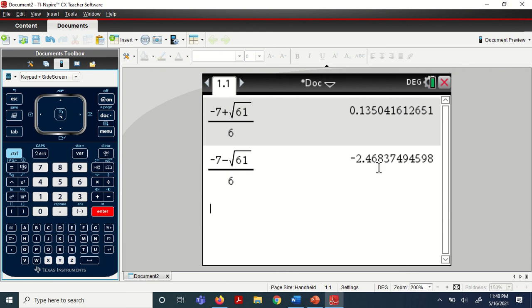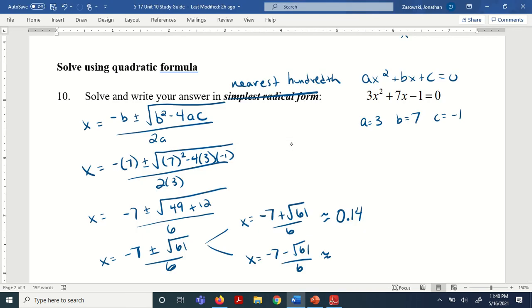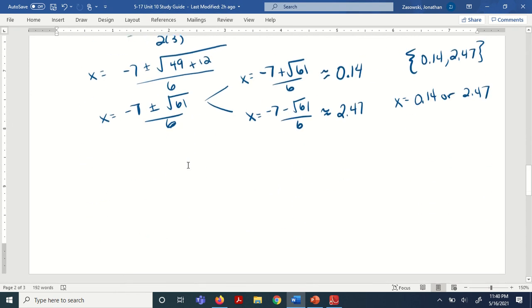So 2.646, but the next number is an 8, so we're going to round up, so it's -2.47. And there's our two answers to the nearest hundredth. Okay, so set notation would be 0.14, comma -2.47. And then we can also throw that "or" in there. X equals 0.14 or -2.47. And there we go, quadratic formula.